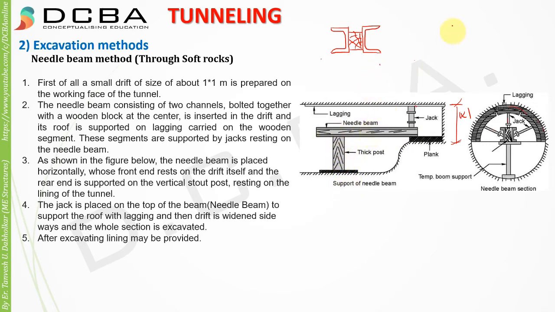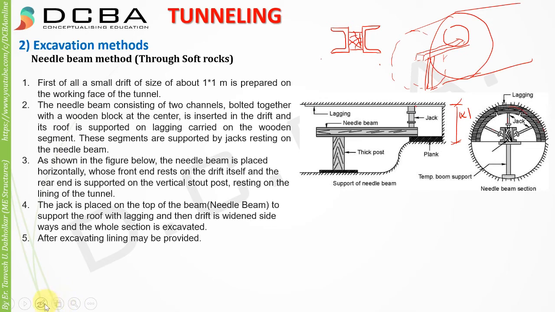So exactly what we are doing is, if we have a circular tunnel to be excavated, first we will be excavating a small drift of 1 by 1 meter at the top, and let us say that this much part was already excavated. So in this we will be putting this needle beam like this. I'll just roughly draw it, and this needle beam would be supported here. Alright, so that is just a rough sketch.